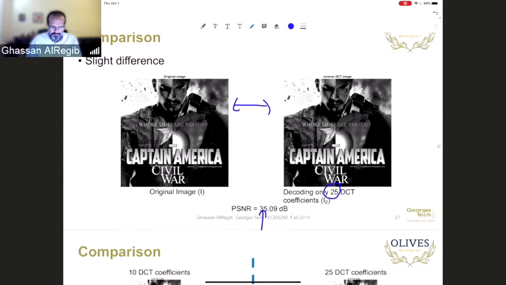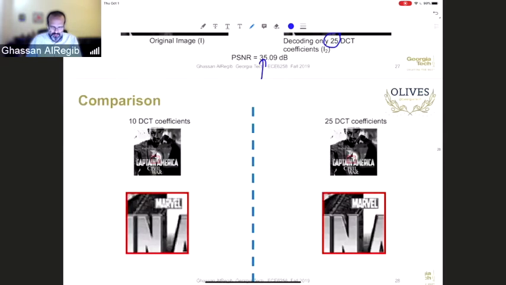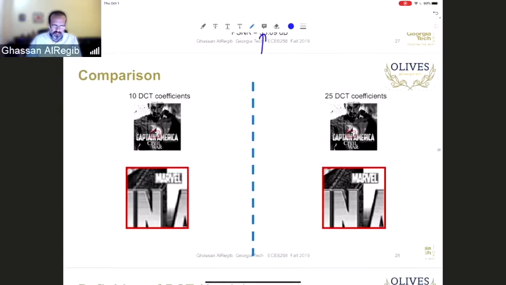And then we zoomed in to see basically what that means. So the one on the left-hand side is a zoomed-in block of the image when we kept 10 DCT coefficients. And the one on the right-hand side is the zoomed-in same location when we keep the 25 DCT coefficients.